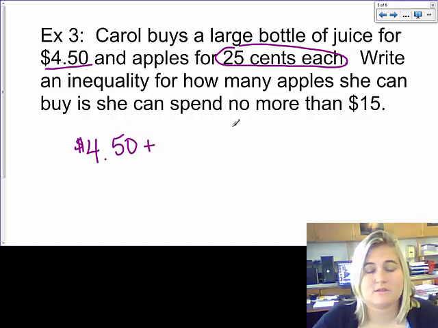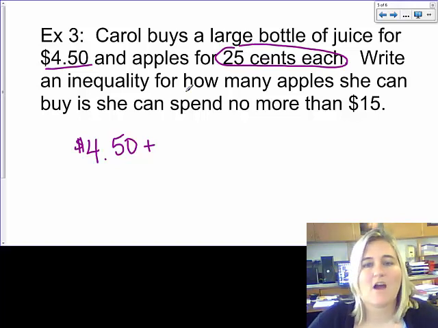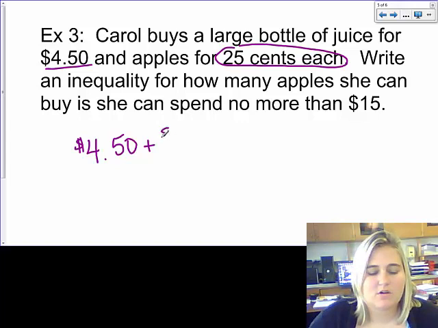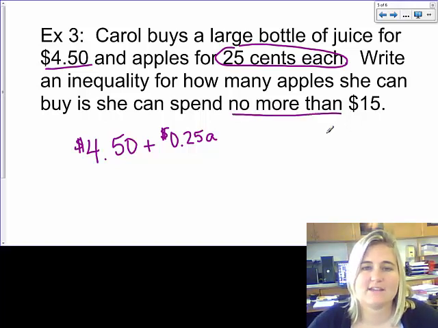So if she buys one apple, it's just 25 cents. If she buys 2 apples, it's 50 cents. How are we getting there? I hope that you can see that we're multiplying the number of apples by the amount that she's paying for each one. So I'm going to write 25 cents, and I'm going to use A for apples. And I want to know how many apples she can buy if she can spend no more than $15. $15 is what she has in her pocket. She cannot go over $15.